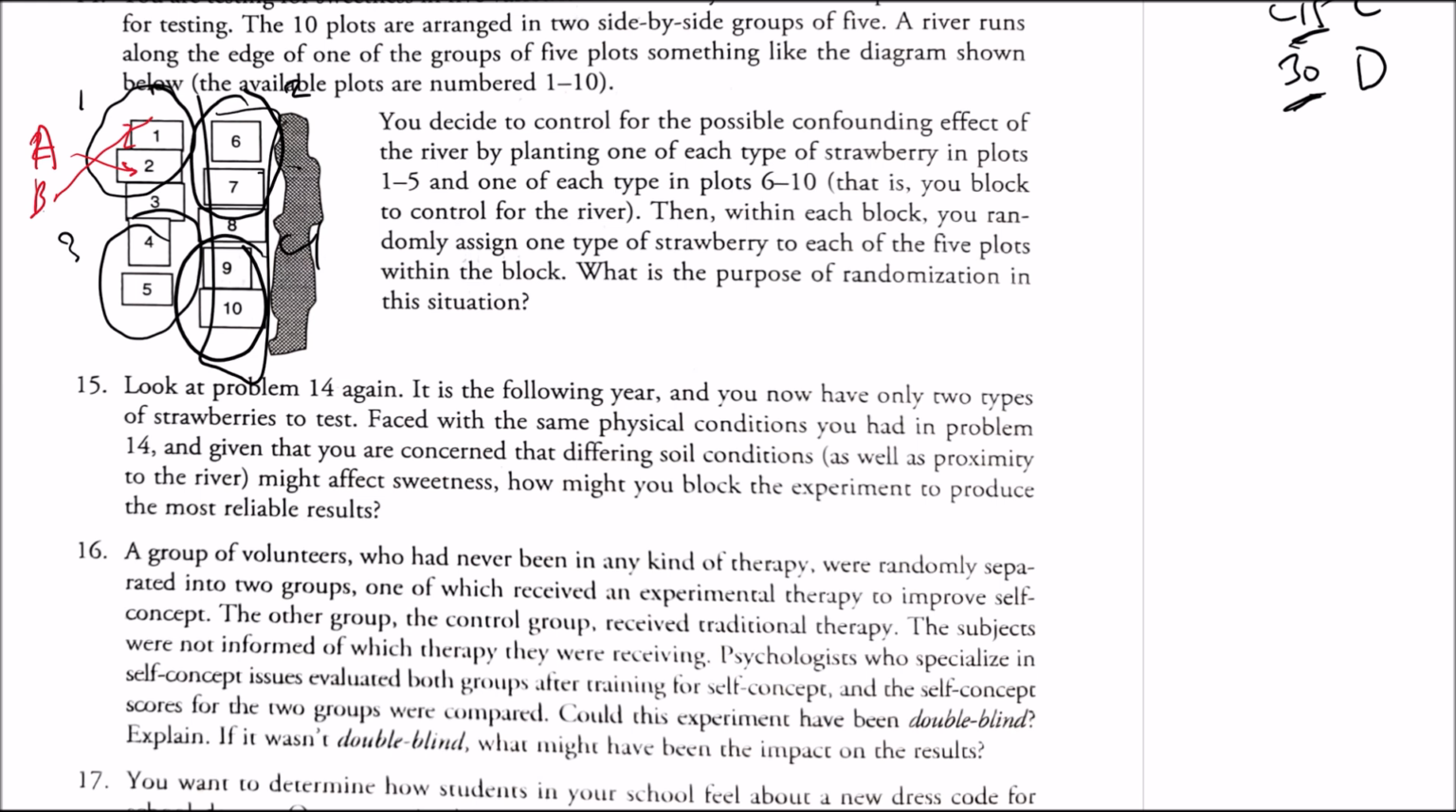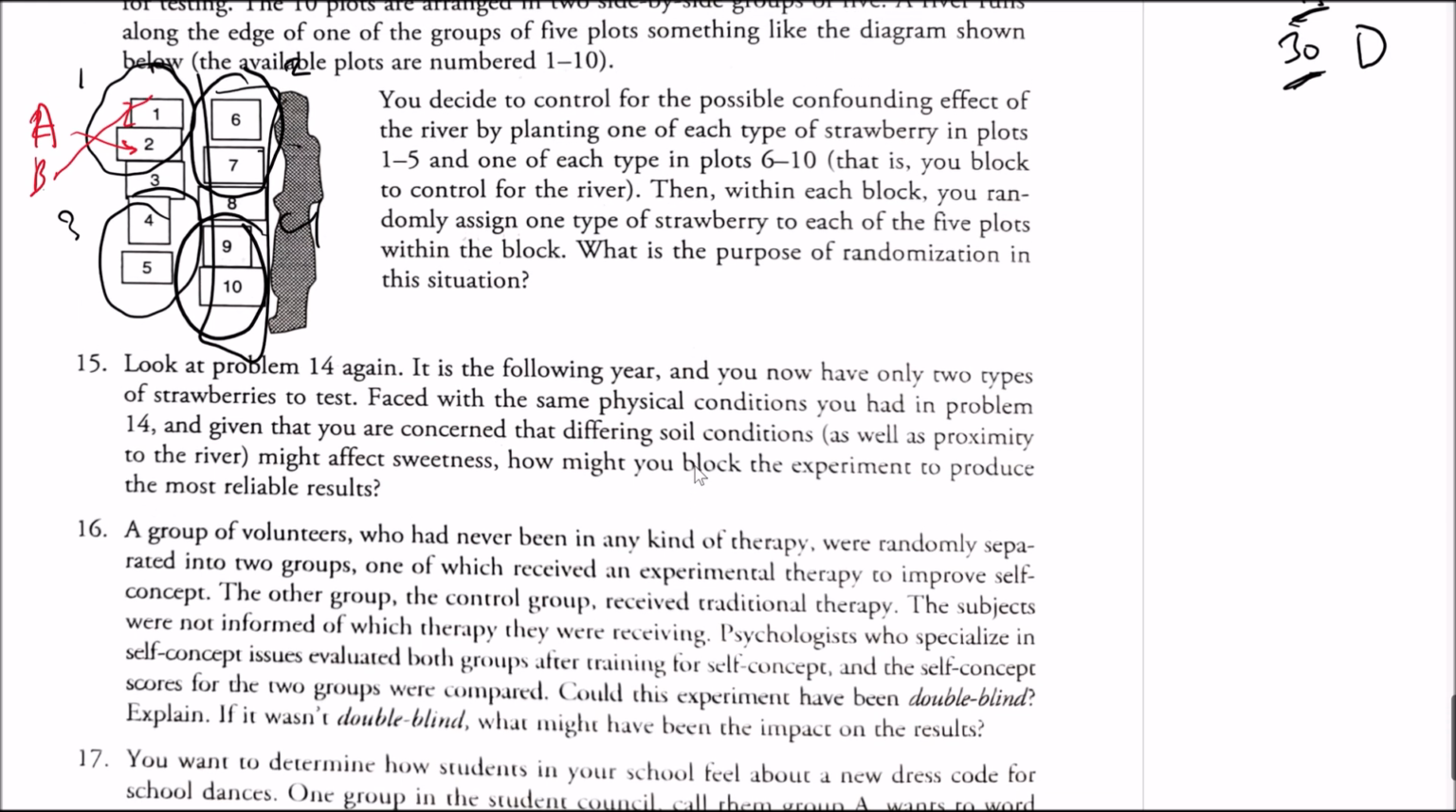So again, we still have to randomize within the block to control for the possibility that 1 and 2 might be a little bit different. Even though they're close to each other, they still might be a little different, or whatever the case. Maybe there's a little bit more sunlight in plot 1 than there is in plot 2. I don't know. So yeah, you have to control for that.